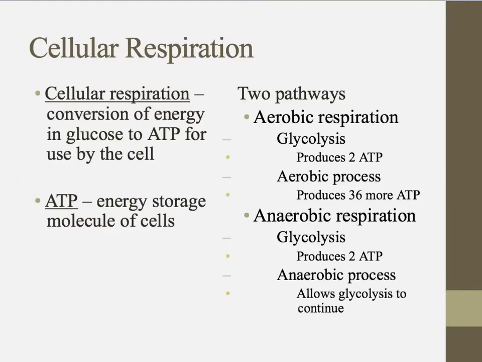Cellular respiration is the conversion of chemical energy in glucose to ATP. Remember that ATP is the energy storage molecule that is most easily used by the cell. The conversion of glucose to ATP occurs in one of two pathways, aerobic respiration or anaerobic respiration. Step one of both processes is glycolysis, which produces two ATPs. In aerobic respiration, 36 more ATP are produced in the second step. In anaerobic respiration, no additional ATP are produced after glycolysis. Instead, molecules needed for glycolysis to resume are replenished.